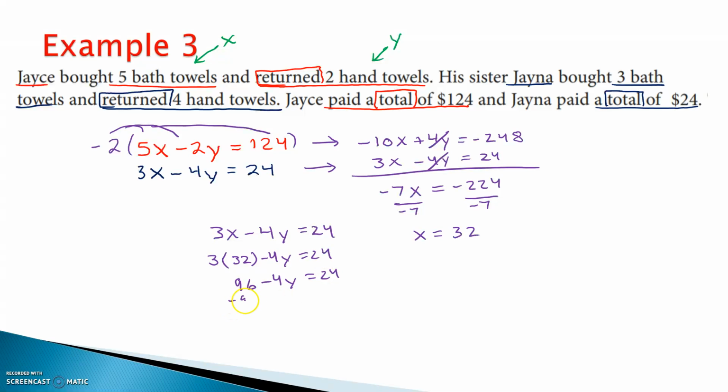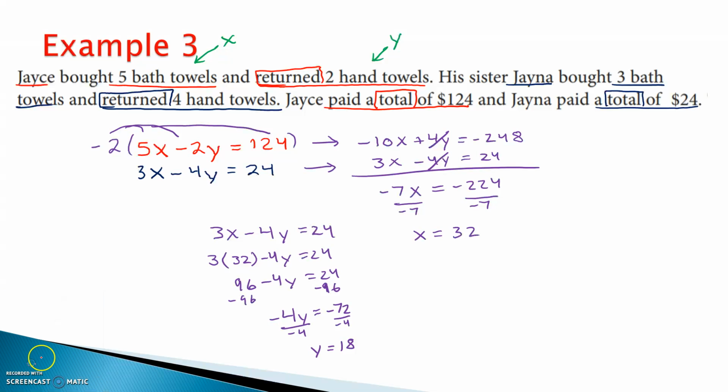3 times 32, that's going to give us 96 minus 4y is equal to 24. If I say minus 96, I get, don't forget that negative, negative 4y is equal to negative 72. Again, that's a 9. If I divide both sides by negative 4, I get y is equal to 18. All right, awesome, that's great.